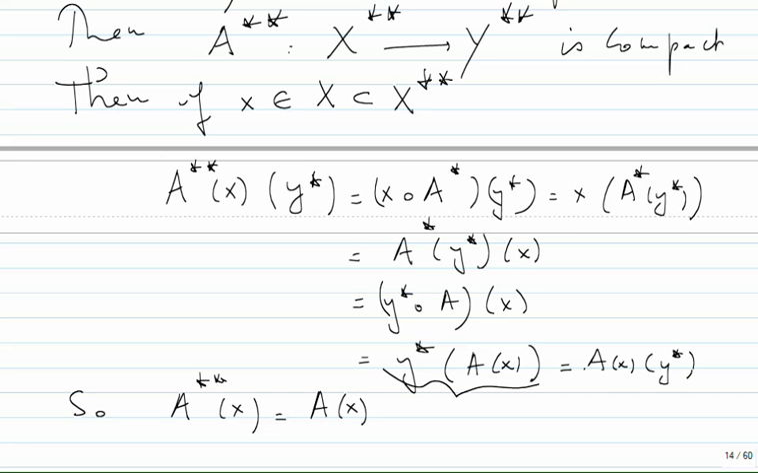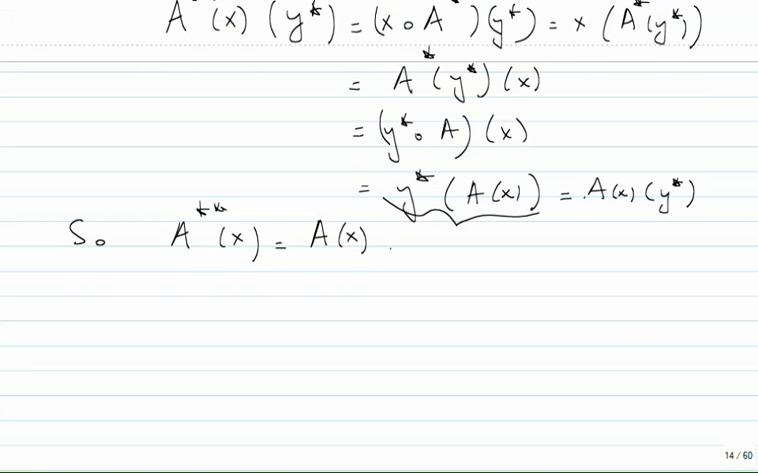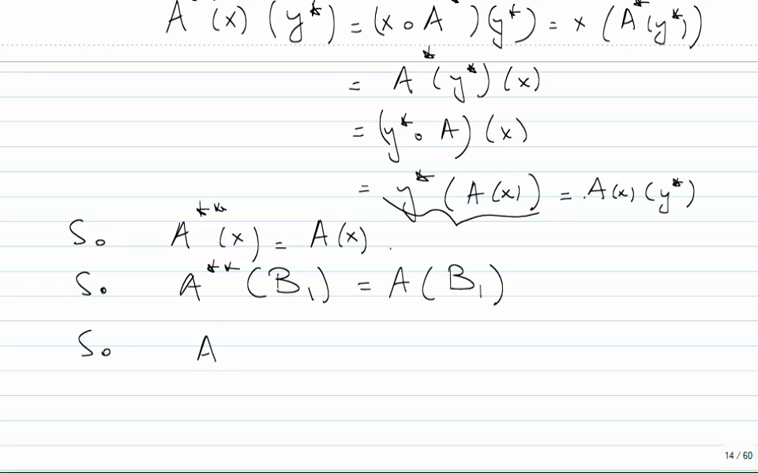Since y star was any element in the dual, this y star was arbitrary, for any y star in y star, we have this. Okay, so they are equal here. Good. So if we take now the unit ball, a double star of B1, of course I'm looking at B1, the unit ball of X, embedded into the X bidual, this is the same as A of B1. Now A double star is compact, so the closure in the bidual of A double star B1 is compact.